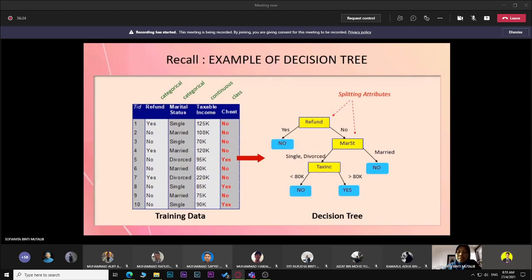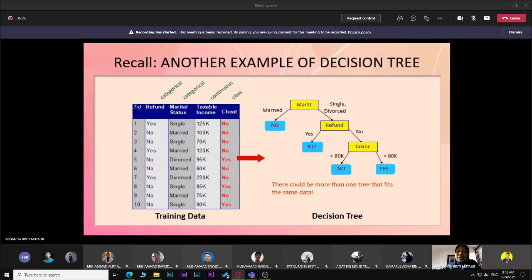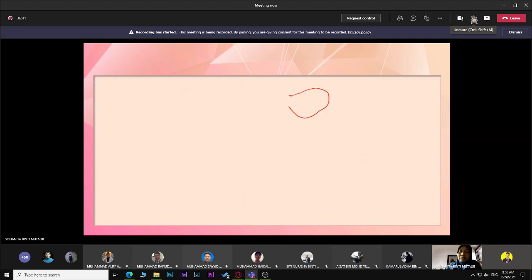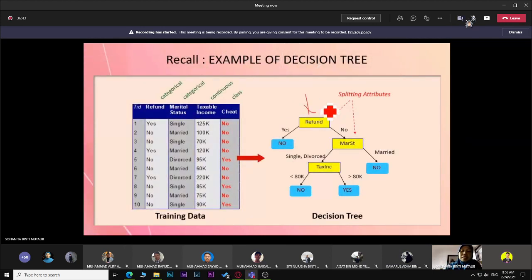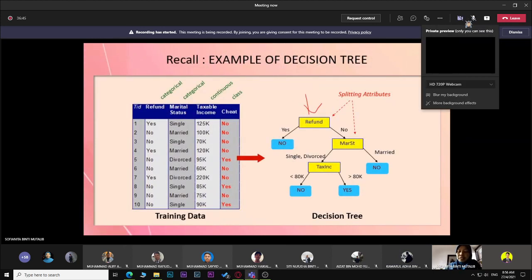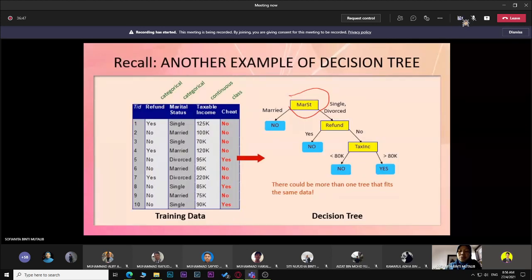Any difference? The root node is different. Yeah, good. So if you see, this one is marital status, and this one is refund. Right? Okay.